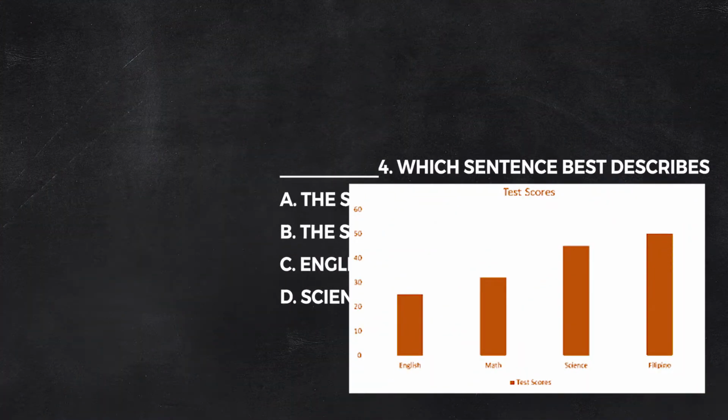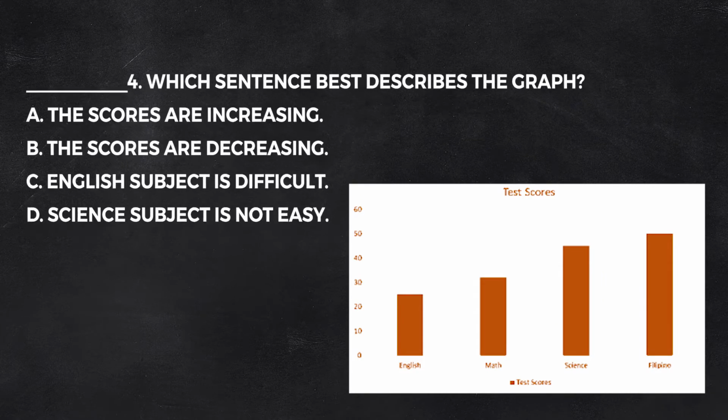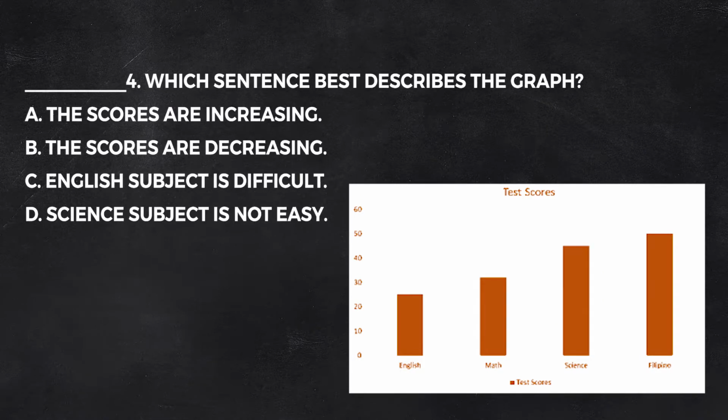For our question number 4, which sentence best describes the graph? Letter A, the scores are increasing. Letter B, the scores are decreasing. Letter C, English subject is difficult. Or letter D, science subject is not easy. Well done, students! The correct answer is letter A. The scores are increasing.